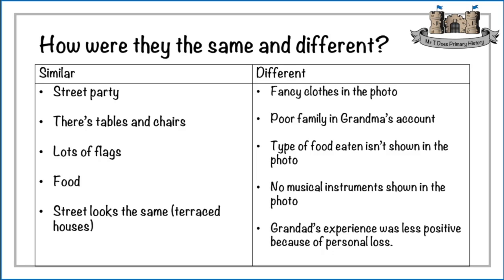The differences. There were fancy clothes mentioned in the photograph, but neither my grandma or granddad mentioned that. A poor family were mentioned in grandma's account, but we couldn't tell that from the others. Doesn't mean it wasn't there, it just means we can't tell. There's no mention of the type of food eaten in the photograph. No music mentioned in the photograph, but it would be hard to see that unless the instrument was in the actual photo. My granddad's experience was definitely less positive because of the personal loss, and it's really important to remember people did feel that way, isn't it? If you've got any different answers, great.